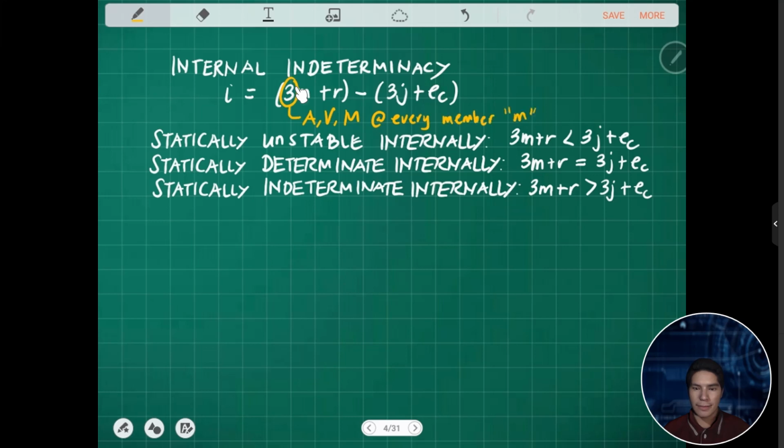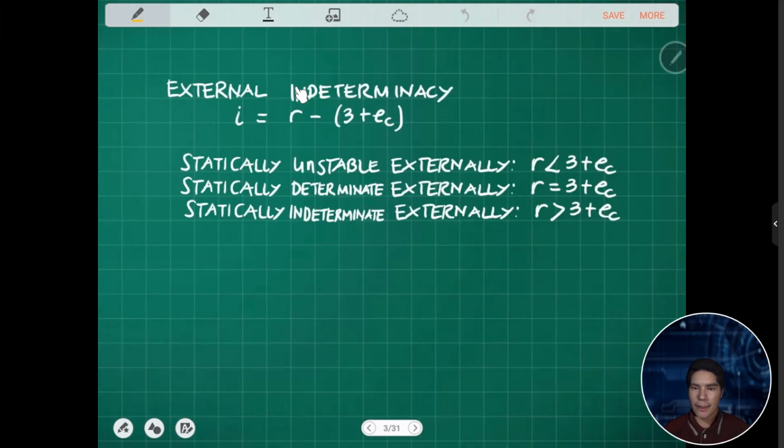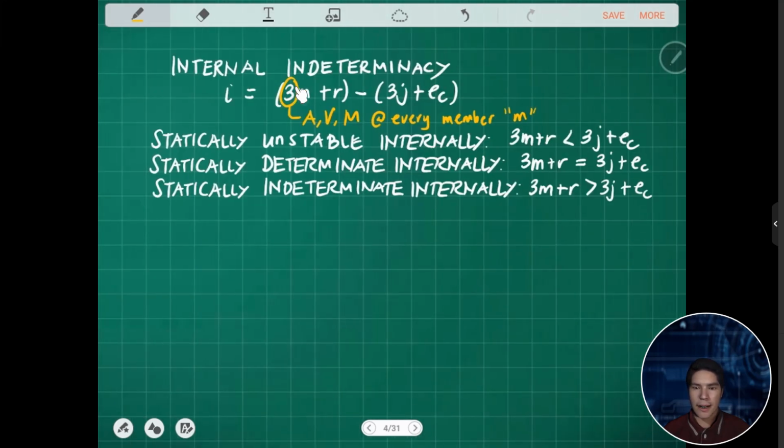M stands for the number of members, R stands for the number of reactions, J stands for the number of joints. Here, this pertains to the equilibrium equations. We have summation of forces X, forces Y, and moment about the Z axis. That's why it's 3 times at each joint.